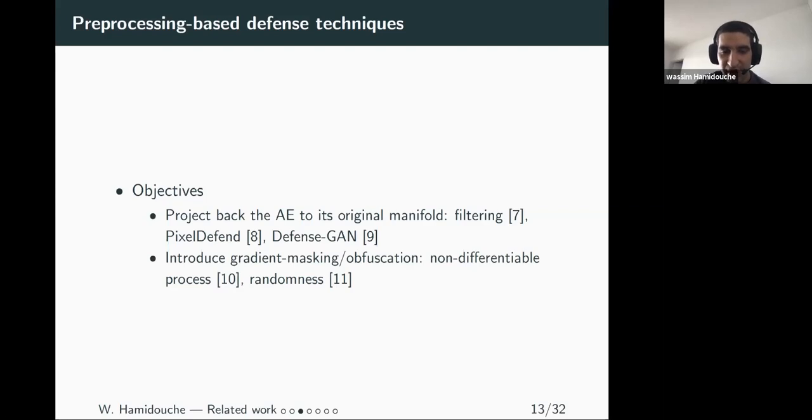And the second objective of these pre-processing methods is to introduce some gradient masking and obscuring, which is a very powerful technique because it will prevent generating the attack on this model. Because as I explained before, when you have adversarial examples, we need this gradient information to generate the attack. But if we add some non-linear, non-differentiable process, or if we add randomness, it will be difficult to estimate the gradient of the model, so it will be difficult to generate the attack on the model. So these are the two objectives of the defense: project the adversarial example back to its original manifold, and also introduce some gradient masking to make it more difficult for the attacker to generate the attack, because it is based on the gradient estimation.